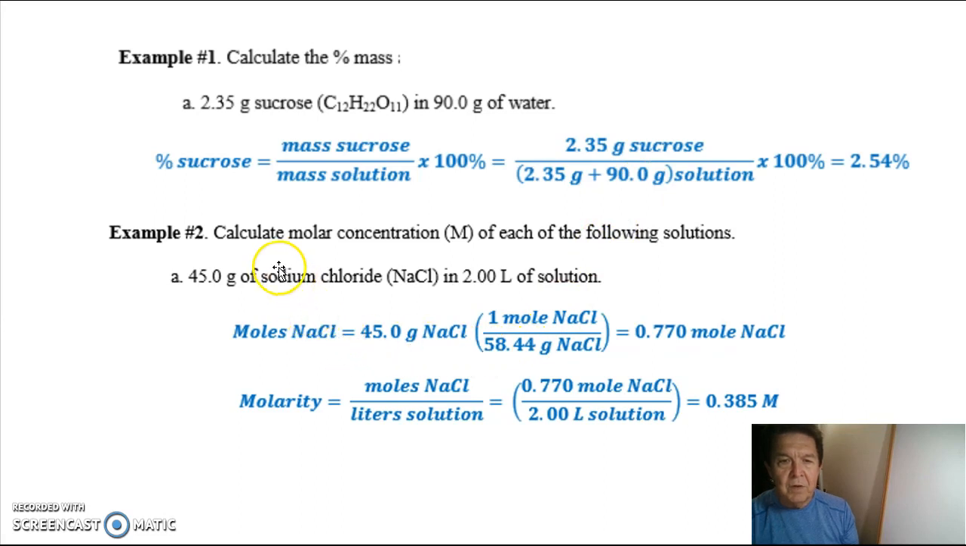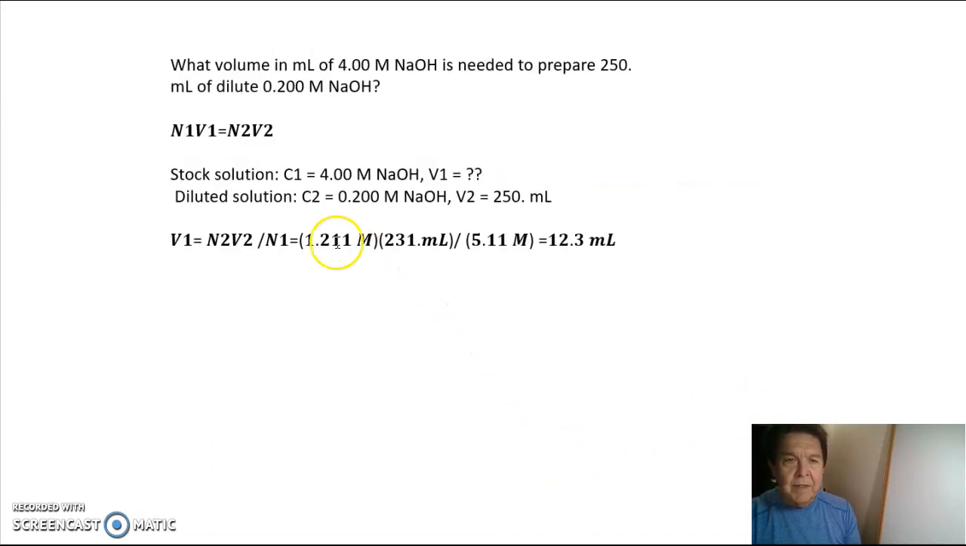In the case of molarity, first we have to calculate the moles of sodium chloride by dividing by the molar mass of sodium chloride. When we get the moles, we divide by the liters of solution, remember it's in liters, and we get molarity. That's the formula for dilution.